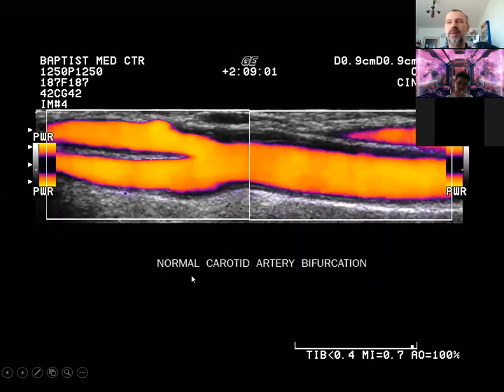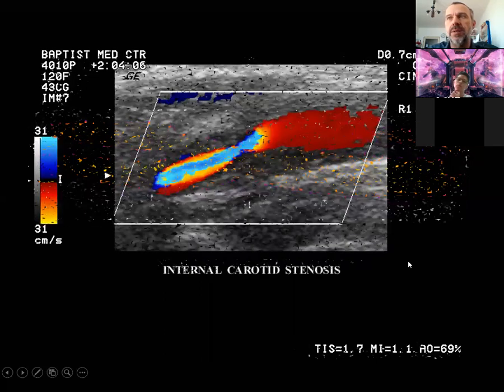So what I can see here is an ultrasound examination. On the right, this is caudally and this is cranially. So we can see the common carotid artery bifurcating into the external carotid, and this is the enlarged sinus. So this is the internal carotid. This is the internal jugular vein. So this is a healthy patient.